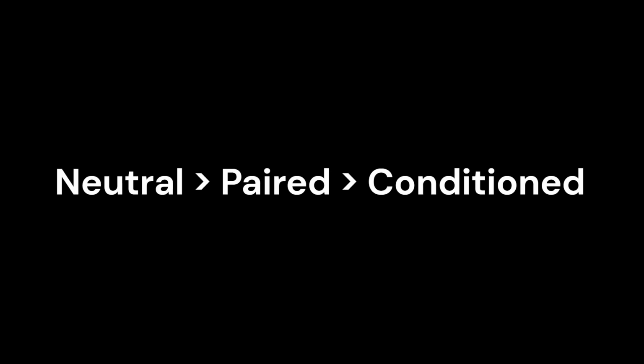It works like this. You start with a neutral stimulus, something meaningless to the dog. You pair it with an unconditioned stimulus, something the dog naturally reacts to, like food or a sudden noise. After enough pairings, the neutral thing becomes a conditioned stimulus, and now it triggers a conditioned response automatically.